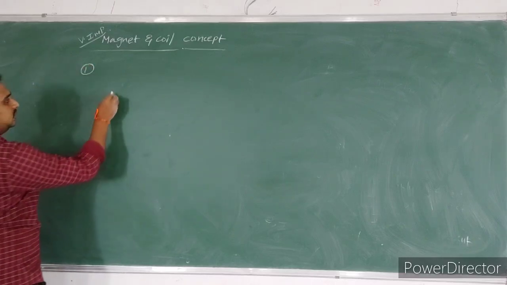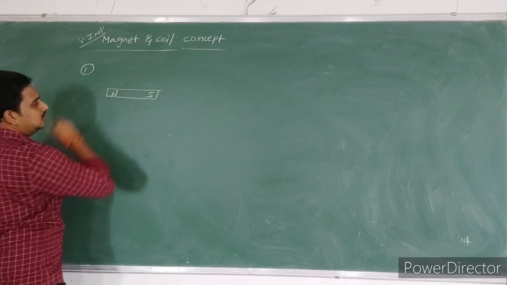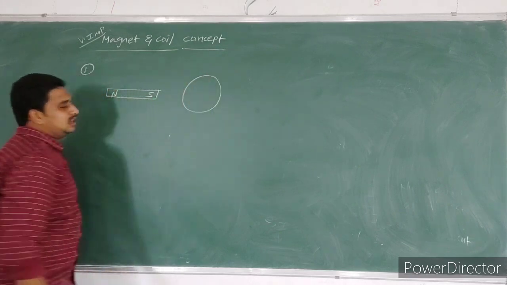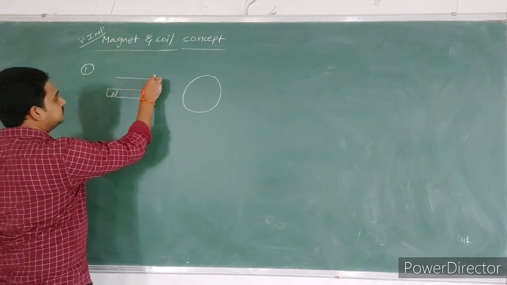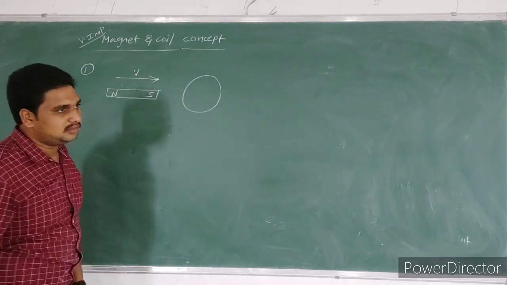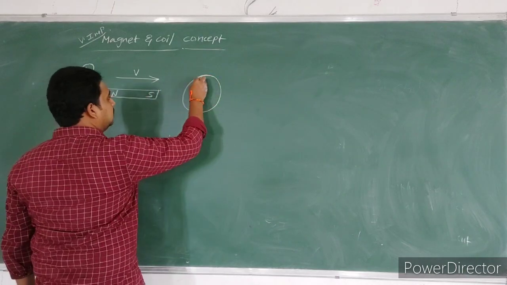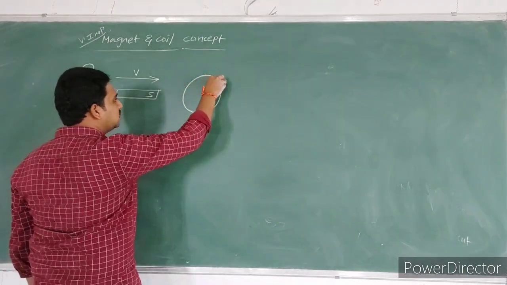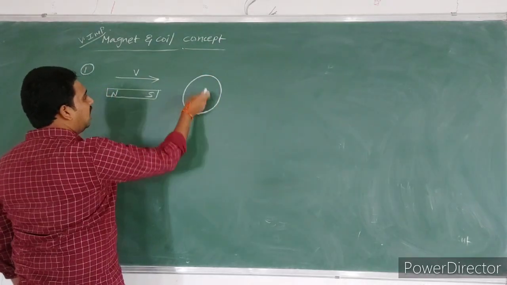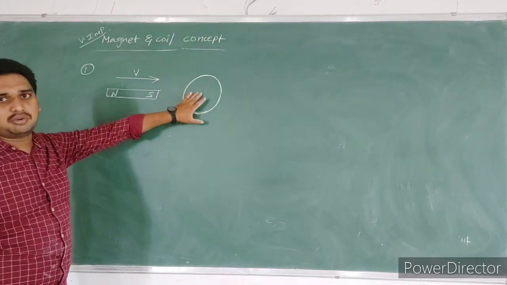One, observe carefully. If you move the bar magnet with some velocity v, this bar magnet is moving towards the coil. What pole does it show? North pole or south pole?